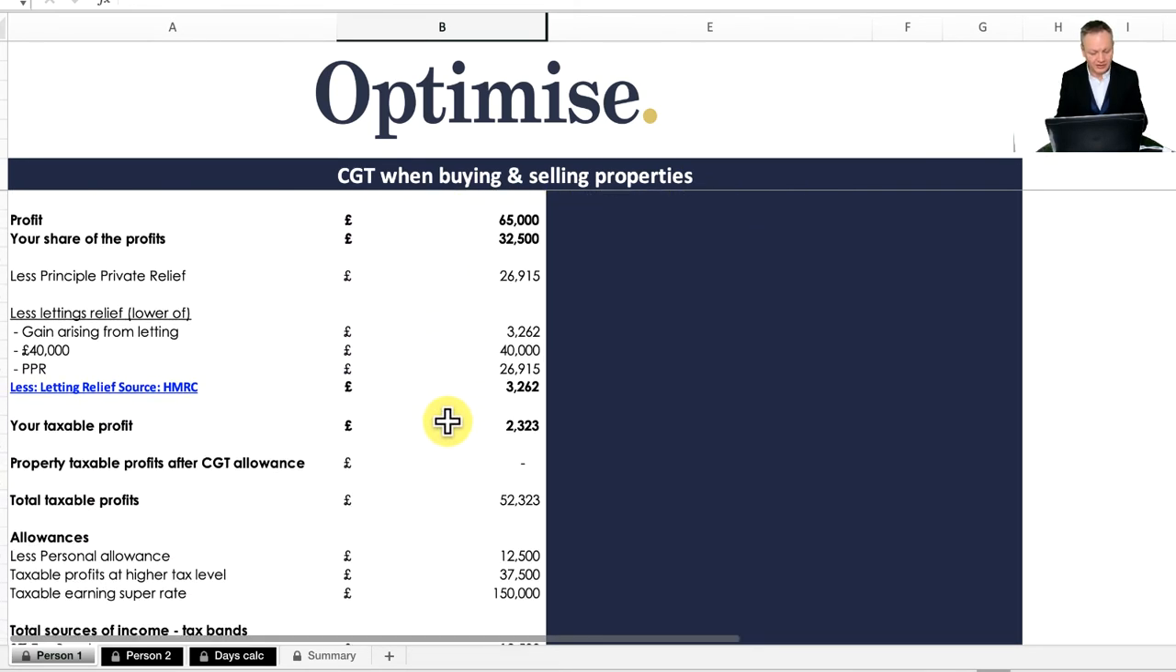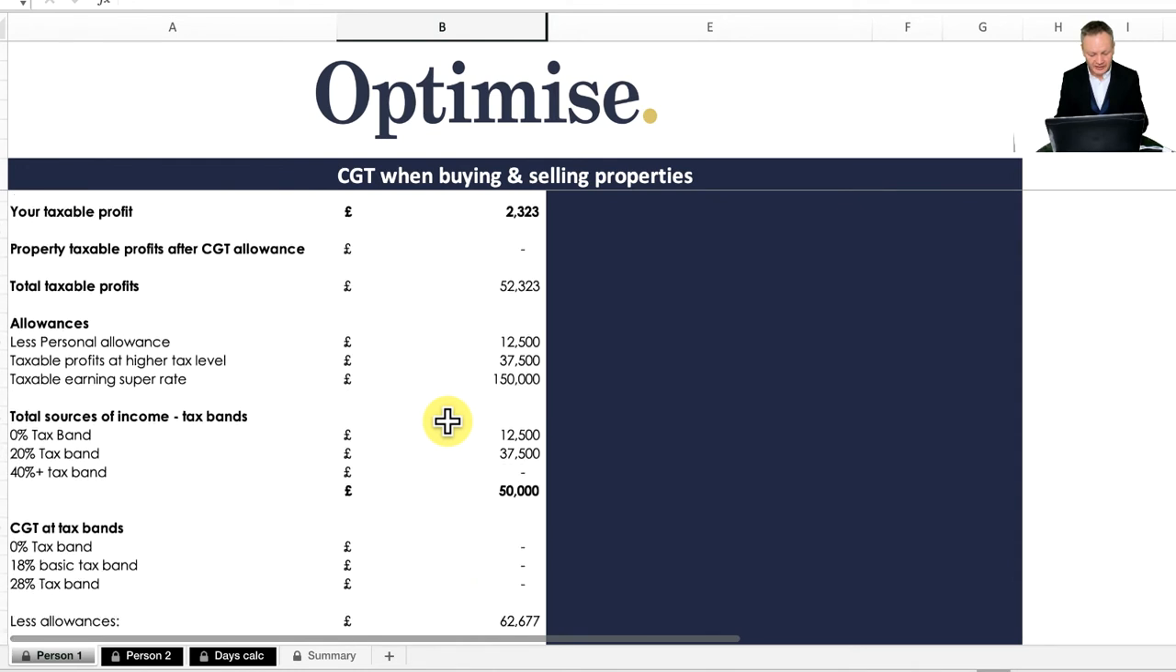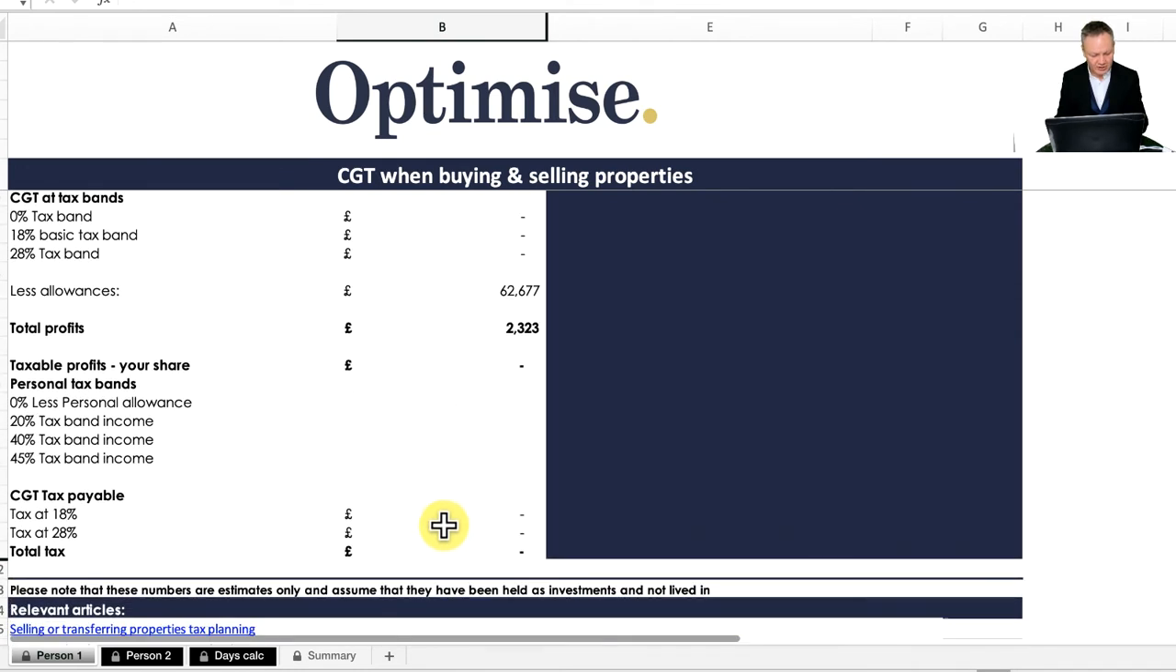So less private residency relief, because you lived in the property. We'll come back to that in a second. You've got taxable profit, and then down at the bottom is how much tax you pay. Right now we're showing that we're paying the minimum amount of tax. Now we'll go to person 2.